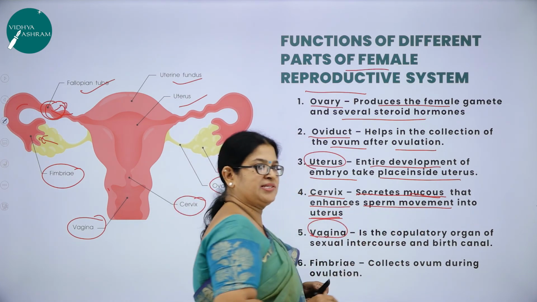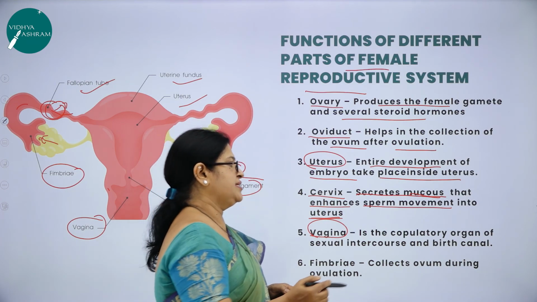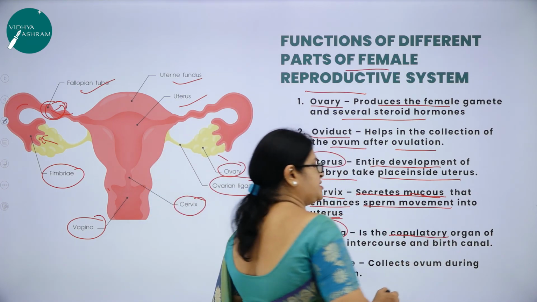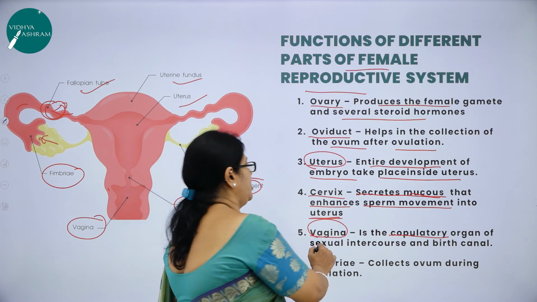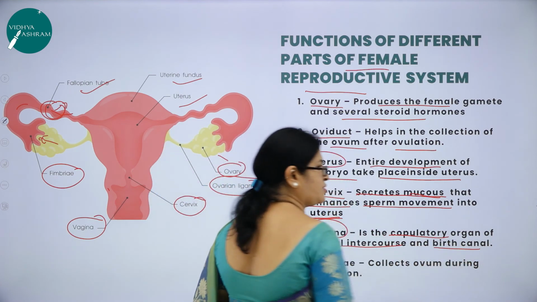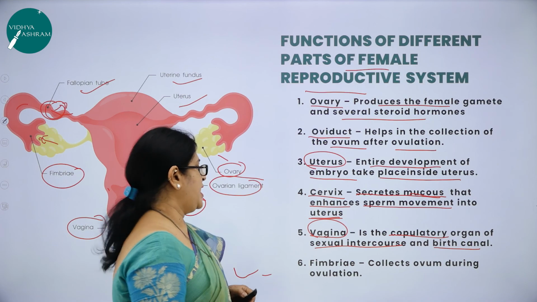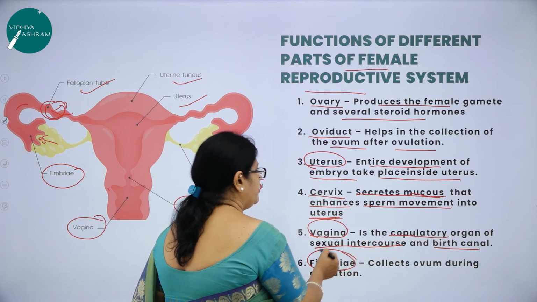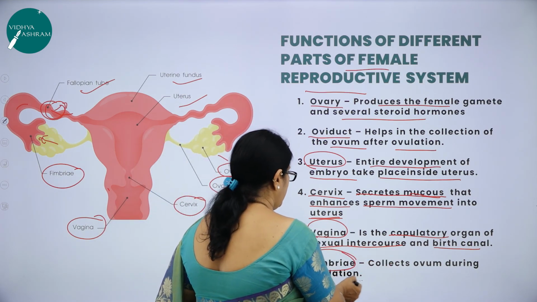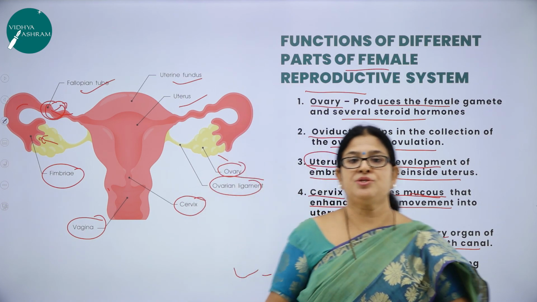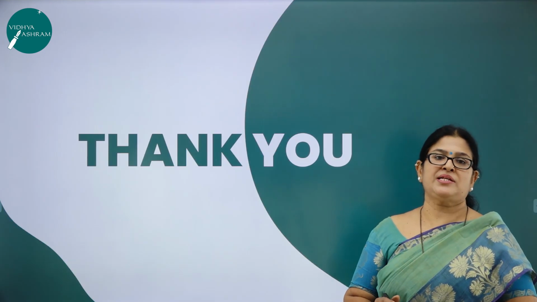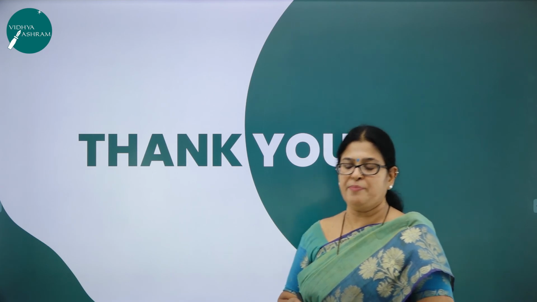The vagina is the external female genitalia. It is the copulatory organ, which helps in sexual intercourse, and it is also called the birth canal. And already I told you about the fimbriae. What are fimbriae? They collect the ovum during ovulation, right? I hope I was clear with the concepts of human reproduction.